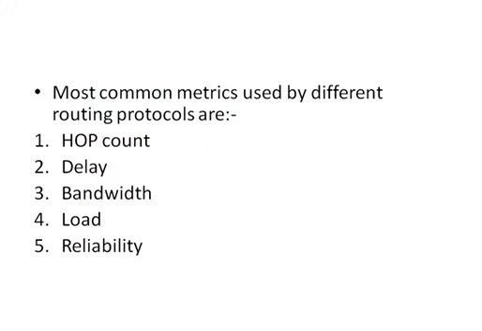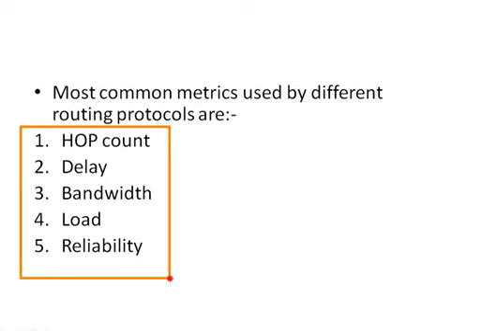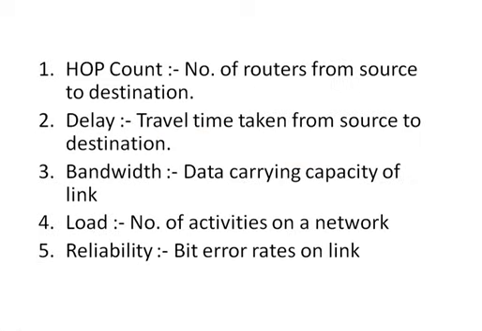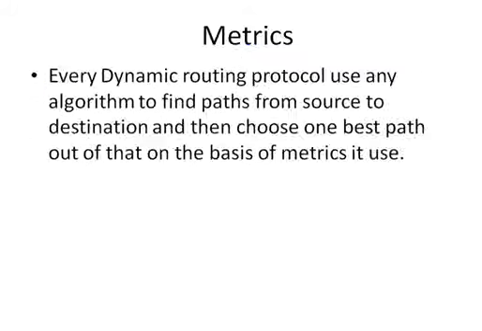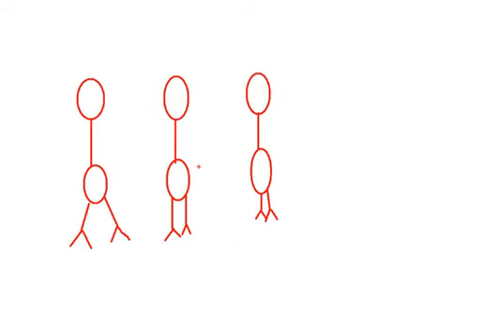There are different metrics that every protocol uses to find out the path. The most common are hop count, delay, bandwidth, load, and reliability. These five are very common metrics that different protocols use differently depending on the algorithm. So now, what are hop count, delay, bandwidth, and reliability? Hop count is the number of routers from source to destination. Like, come back to this particular slide.